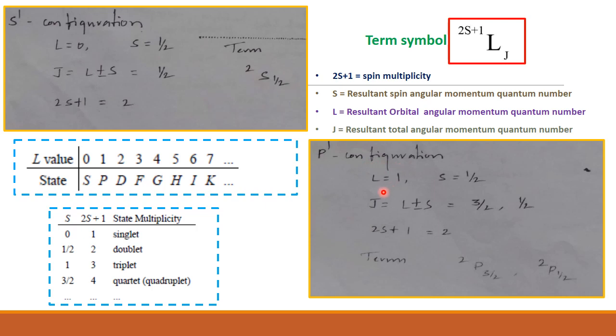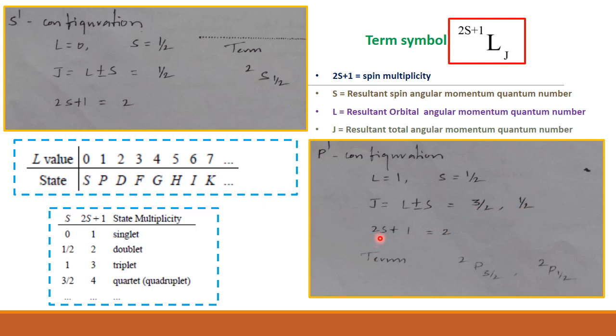For the p1 configuration, L is equal to 1, and S again, because there is one electron, is 1/2. Then J is L plus S to L minus S. So here we make a difference. L plus S, L is 1, S is 1/2. 1 plus 1/2 is 3/2, 1 minus 1/2 is 1/2. So the J values lie from 3/2 to 1/2, two values: 3/2 and 1/2.